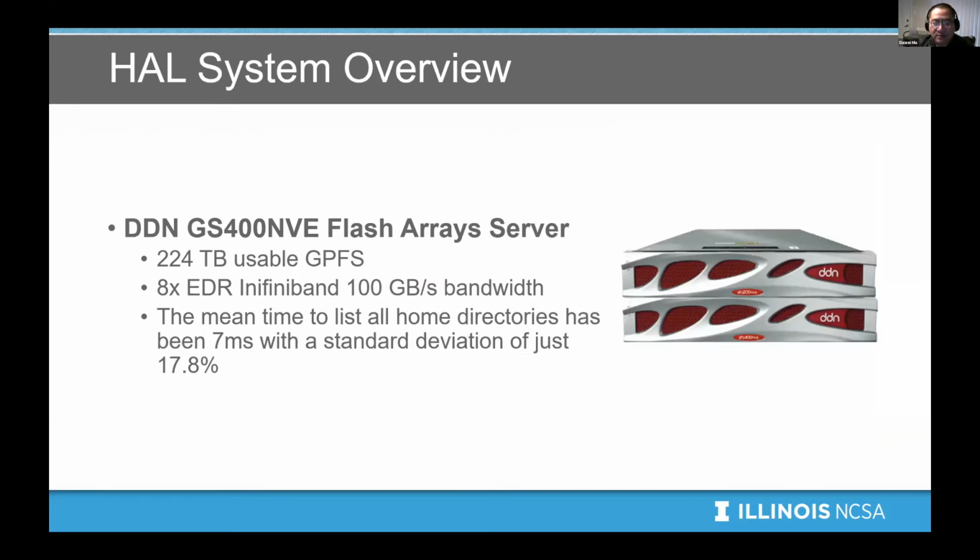As for the storage, we are using the DDN GS400NVE all-flash array server. This storage system has 224 terabytes of usable GPFS with 8 EDR InfiniBand connections, which supports a theoretical 100 gigabytes per second bandwidth. The mean time to list all home directories has been 7 milliseconds, with a standard deviation of just 17.8%.